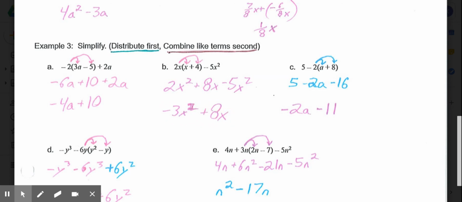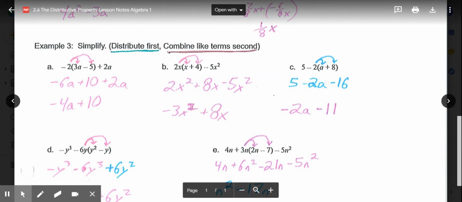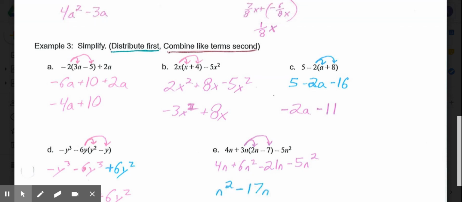and that's as far as we can go, no more like terms. And then in C, we have 5 minus 2 times the quantity a plus 8. So really what I'm distributing here is a negative 2. So a negative 2 times a is a negative 2a. And negative 2 times 8 is a negative 16. So we'd have 5 minus 2a minus 16. We can combine the 5 and the negative 16 to give us a negative 11. So we'd have a negative 2a minus 11.